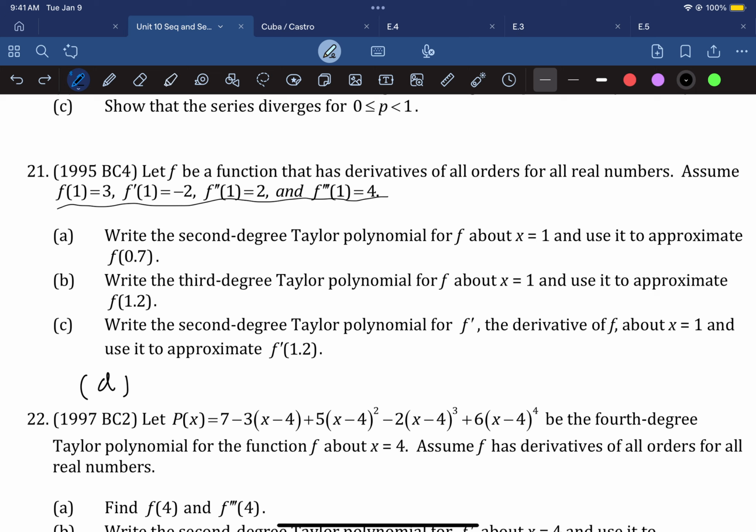Hello everybody. Let's solve this problem that came from a 1995 exam that has us dealing with Taylor polynomials. So, first things first, let's read this question.